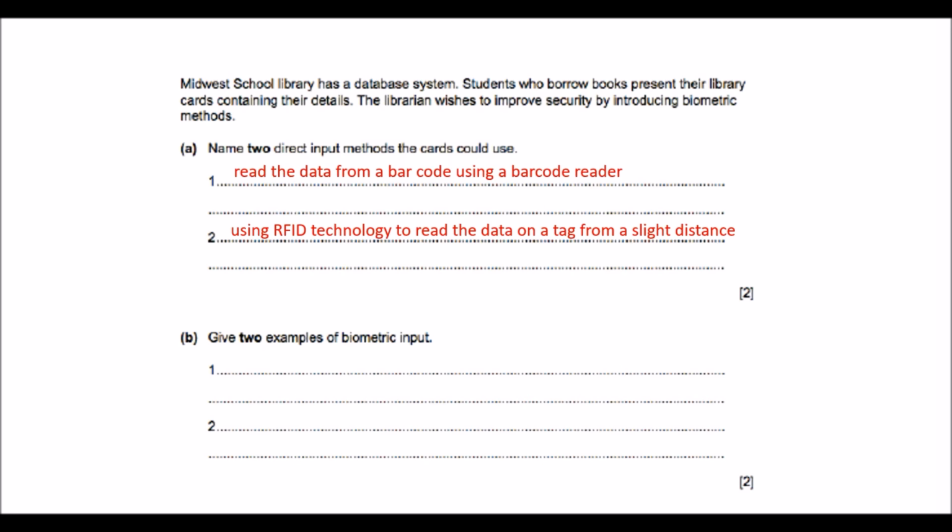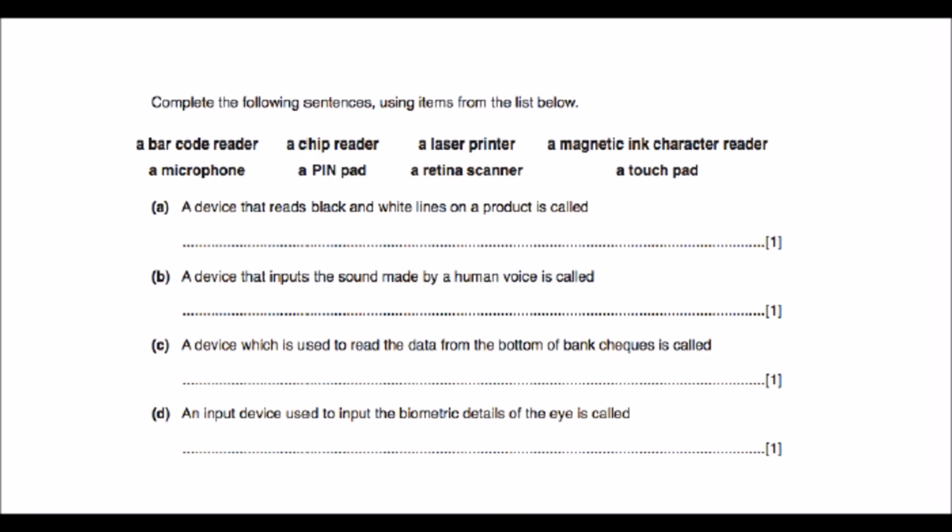And then give 2 examples of biometric input. Of course, things like fingerprints, retina scan, and some other things like that. Then this one says a device that reads black and white lines on a product is called, that's a barcode. A device that inputs the sound made by human voice, then that is a microphone. Then a device which is used to read the data from the bottom of a bank check. I told you whenever you see checks, then it means it's a magnetic ink character reader.